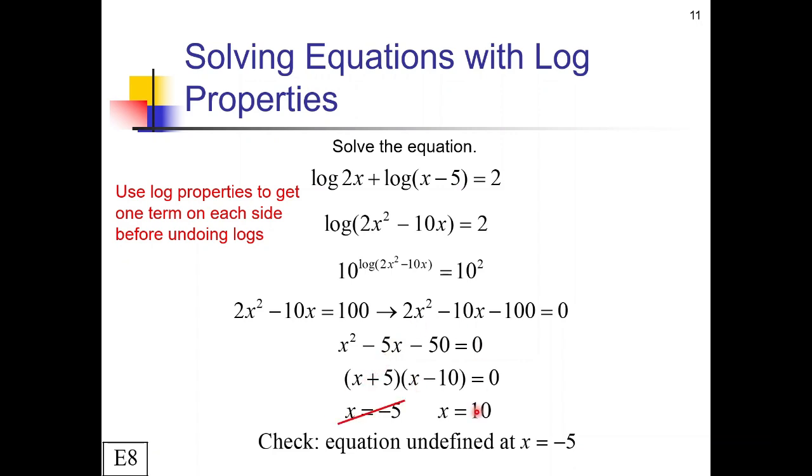Let's check 10 as well. We can't assume that there's going to be any answer at all. There could just be no solution. So 2 times 10 is fine. 10 minus 5 is also log of a positive, so that's fine. So 10 then is our final answer.